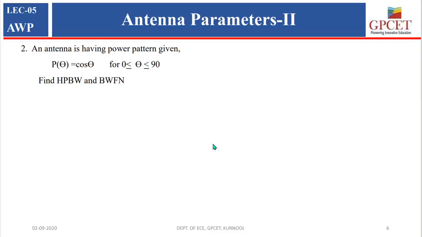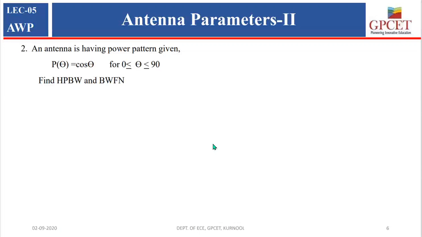So to calculate the beam width between the first nulls, equate that power pattern to 0, then you will get the beam width between the first nulls. So if the given pattern is the field pattern, equate that pattern to 1/√2 times its maximum value, you will get the half power beam width.